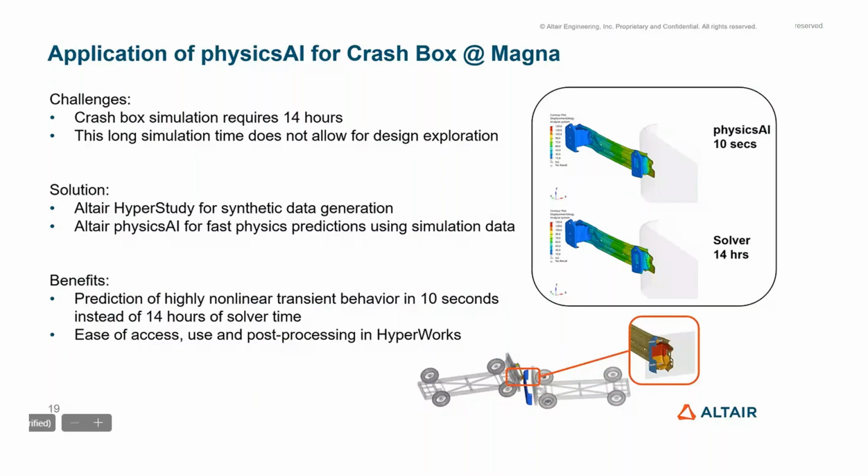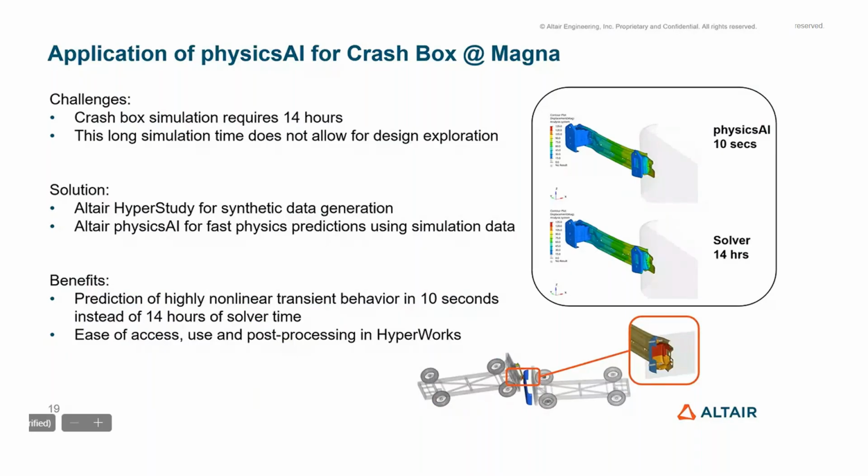So like that, if you give the inputs in HyperStudy, it will generate synthetic data. That data you are going to give as an input for the physics AI, so that when the user from Magna gives a design, it predicts the results.